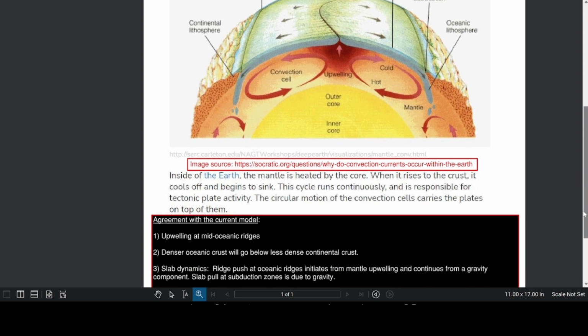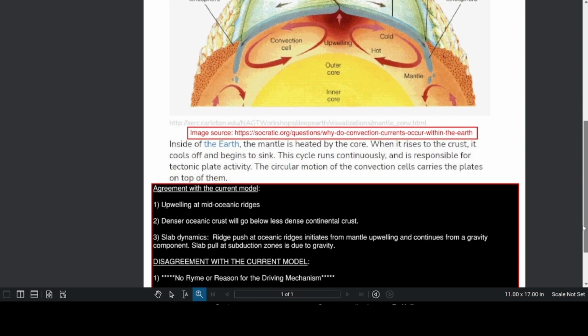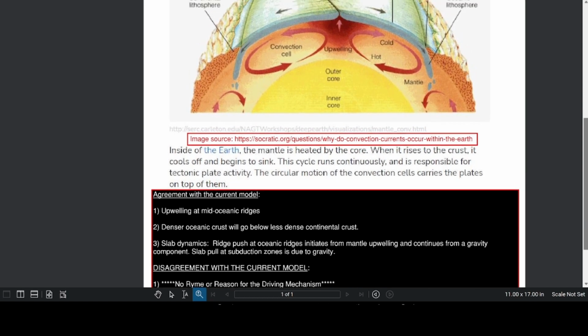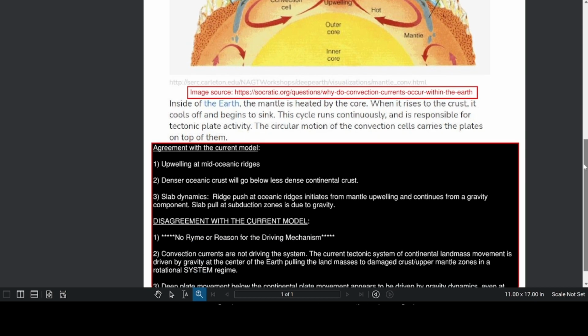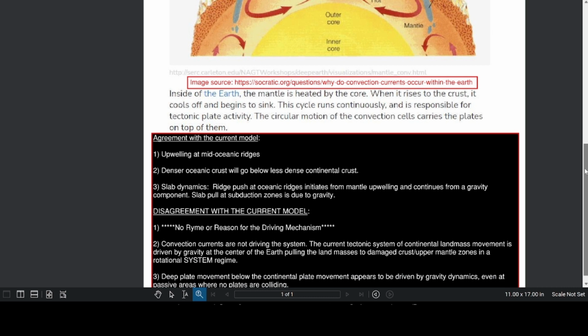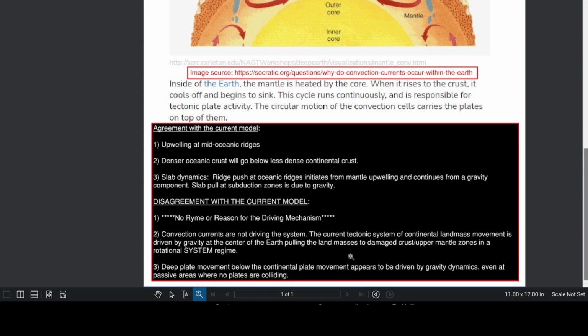So that's the main problem that I think not just me, but a lot of people have with tectonics, that these convection cells, these heat currents, are carrying the continents. They're driving the entire mechanism of plate tectonics, which in fact in the literature, yes, does appear random, just like these convection cells. But in my model, I will show that there is a rhyme and reason. There's a specific reason why a given continent will move to a given area at a given time. So anyway, here's the agreement that I have with the current model.